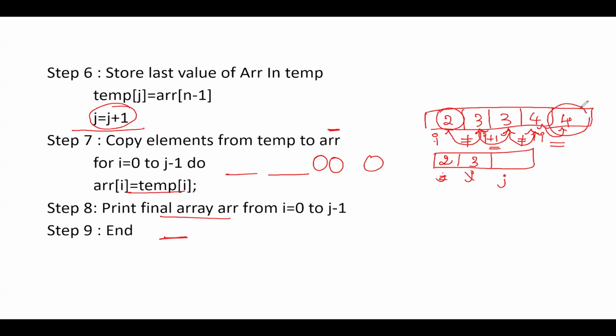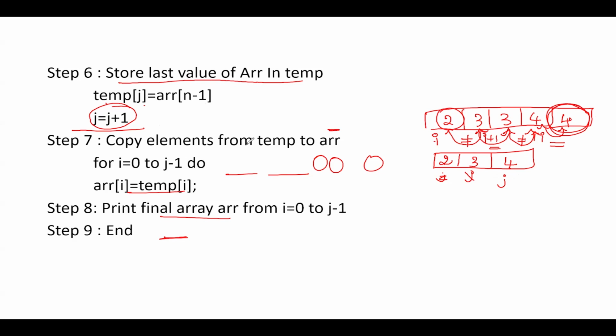And the last element, I have to store it in j. So that is what we are saying. Store the last value of array in temp. So temp of j is equal to array of n minus 1. This last value, I'm going to anyway store it here. And then I'll increment the value of j, j is equal to j plus 1.